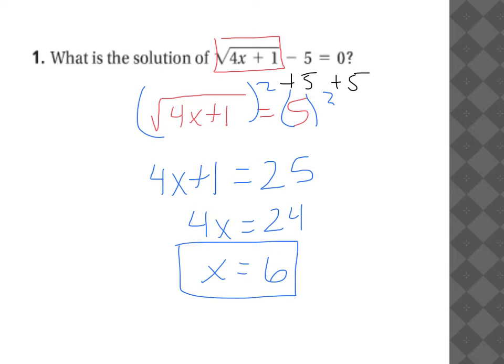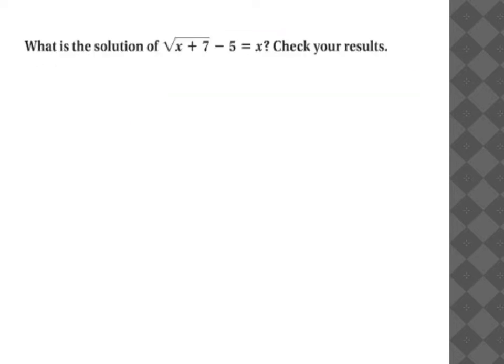You should have gotten that x is equal to 6. So first I have to add the 5, and then I can take the squares on both sides and then solve for x. Now this problem is a little different because when I look at this problem, I have x on the left-hand side and an x on the right-hand side.